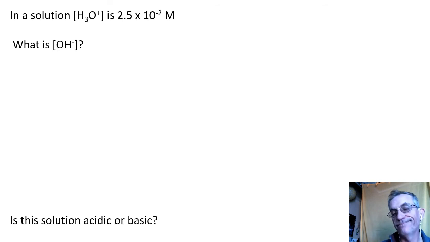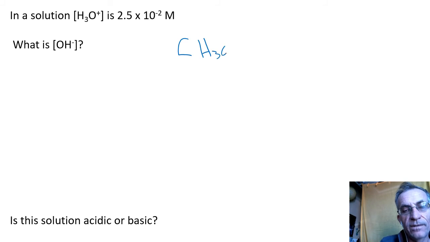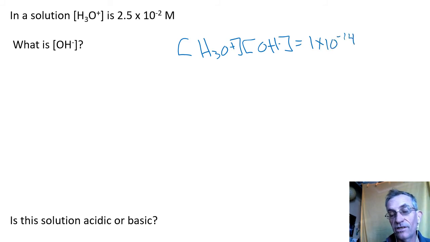In a solution, something sitting around your house, the molarity of hydronium is 2.5 times 10 to the minus 2. What is the amount of OH, and is this solution acidic or basic? The only hint I'll give you before you practice: remember, hydronium times hydroxide makes 10 to the minus 14. You're going to need to use that.